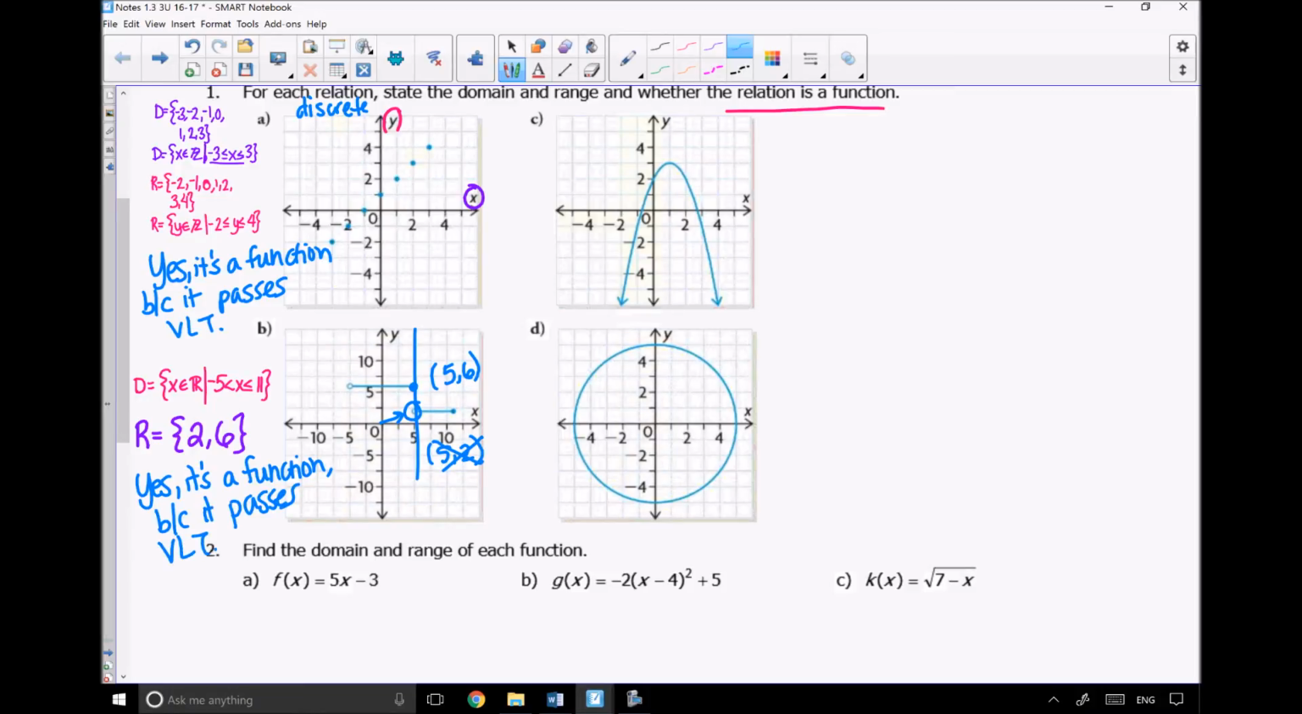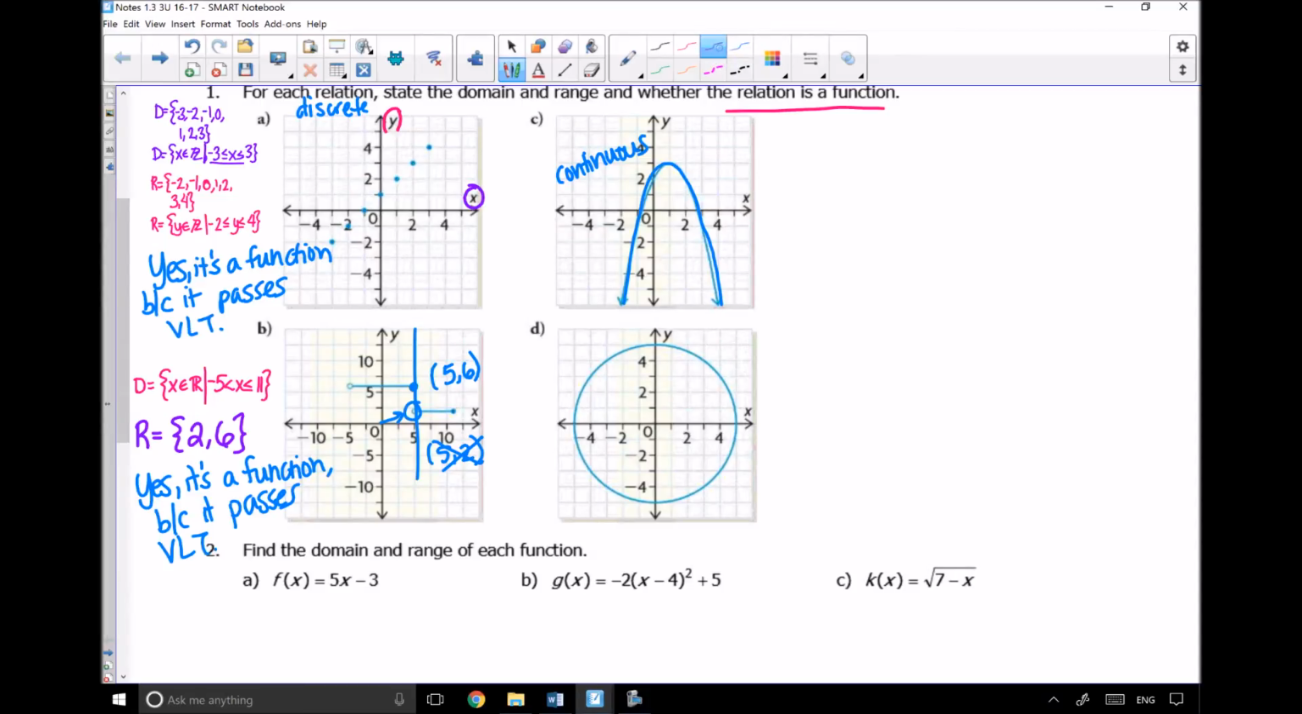Okay? All right, so now let's look at C. In question C, this time we can definitely say that this is a continuous function. How do I know it's a continuous function? Because if I were to draw on top of my function, I can draw it out without having to lift my pen or my pencil once.